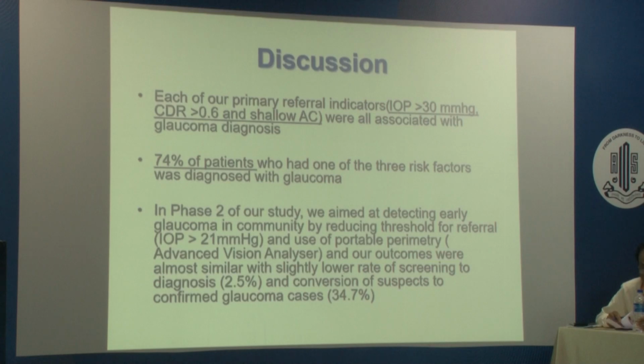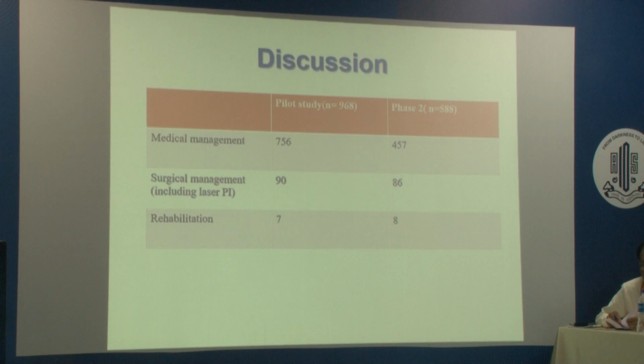In phase 2 of our study, we aimed at detecting early glaucoma in the community by reducing the threshold for referral, that was greater than 21 mmHg, and use of portable perimetry, and our outcomes were almost similar with a slightly lower rate of screening to diagnosis, which was 2.5% against 4.1%, and conversion of suspects to confirmed glaucoma cases of 34.7%. Most of the patients we could manage with medical management. Less than 10% went for surgical management, and very few went for visual rehabilitation.